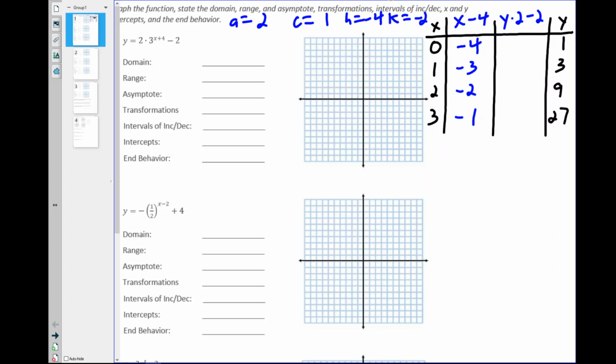All these y's, 1 times 2 minus 2 is 0. 3 times 2 minus 2 is 4. Put it in the calculator if you want. I don't need a calculator because I'm awesome. I just took turns taking all the... Yes, sir.